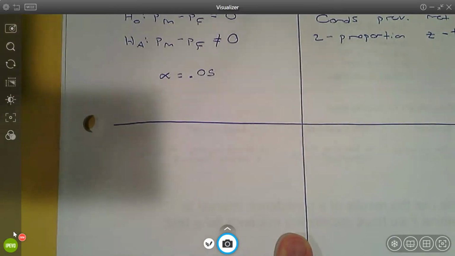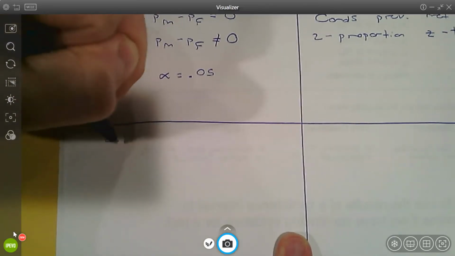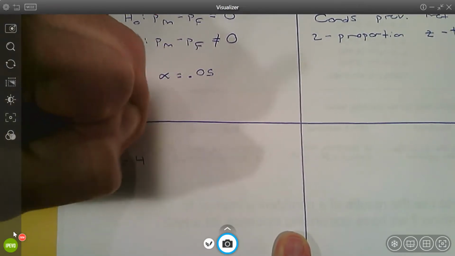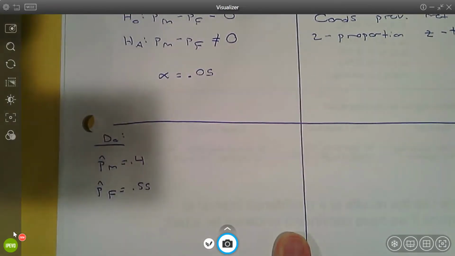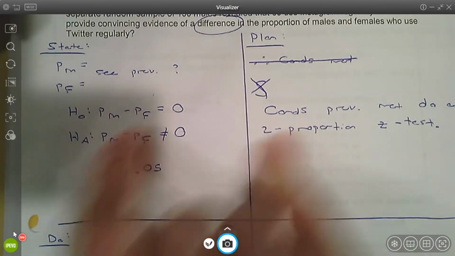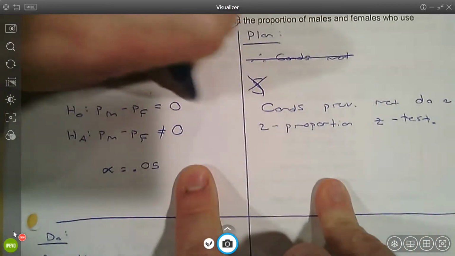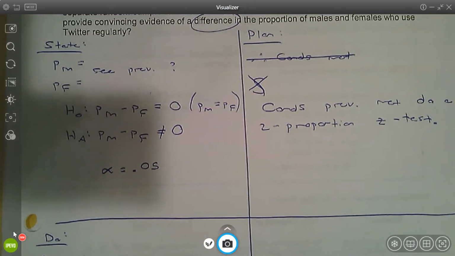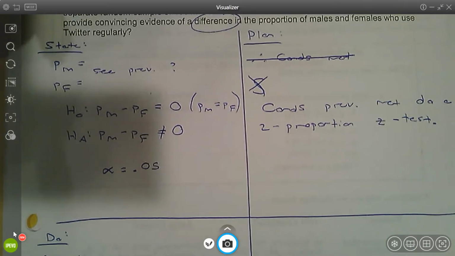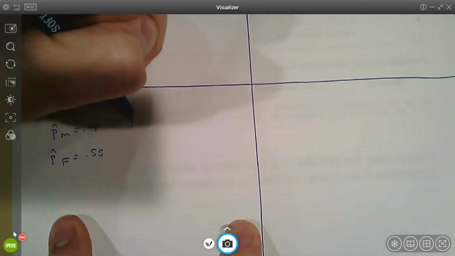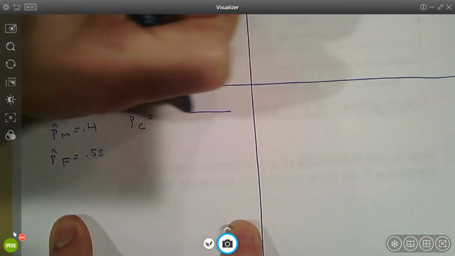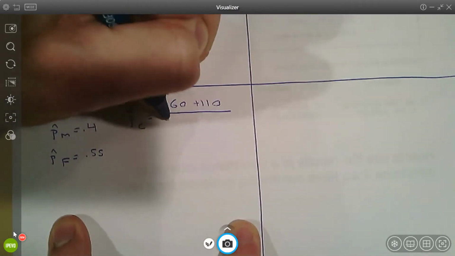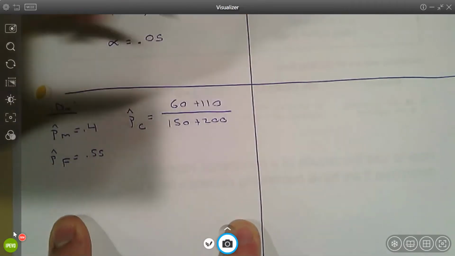Okay, for the do step, this is going to be something that we have not seen yet. We know from the previous question the proportion of males is 40%, the proportion of females from the sample is 55%. Because we're assuming these 2 proportions are equal, this is essentially what this is saying. The proportion of males is equal to the proportion of females who use Instagram regularly. We have to come up with a combined estimate. And the way that we do that, we use p hat combined. We take the number of successes in each group, 60 for the males, 110 for the females, and dividing them by their respective sample size.